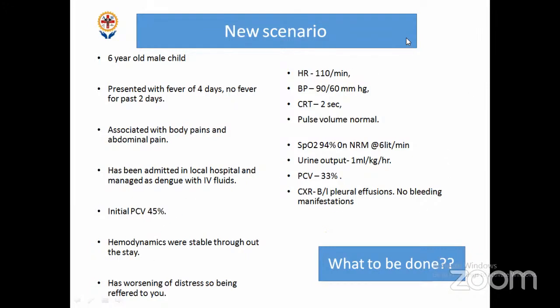This is the situation. Heart rate was normal, BP was normal, CRT is okay, pulse volume normal, the child is needing oxygen, urinary output is good, but PCV is 33. From 45, your PCV is 33. Bilateral effusions are there, no bleeding. So what is the phase now? Are we treating critical phase or recovery phase? So where are we now? Recovery phase. Exactly. So vitals are stable, that drop in PCV is recovery phase. Vitals unstable, dropping PCV is critical phase, and it's bleeding. Just remember this point. So what do you want to do now?